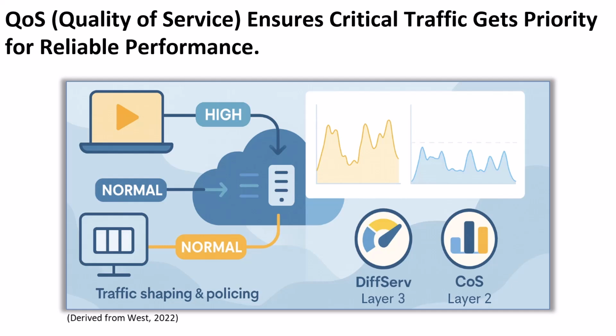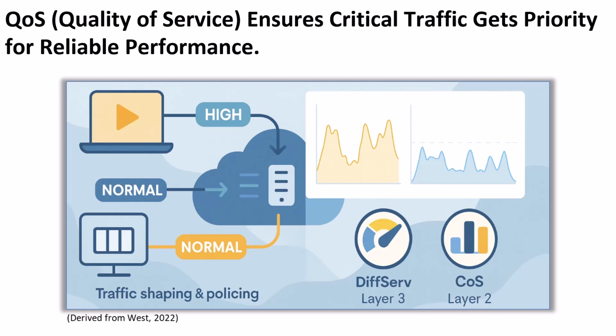At OSI Layer 3, DiffServ marks packets for priority handling. At Layer 2, class of service, CoS, tags Ethernet frames to specify priority. Together, these techniques keep essential services steady even during heavy congestion. But QoS isn't always used fairly. Some ISPs have been accused of throttling or favoring certain traffic, sparking net neutrality debates over whether all internet traffic should be treated equally.